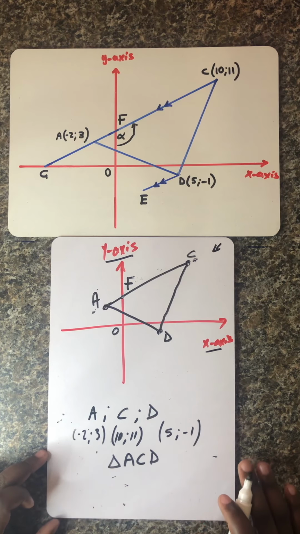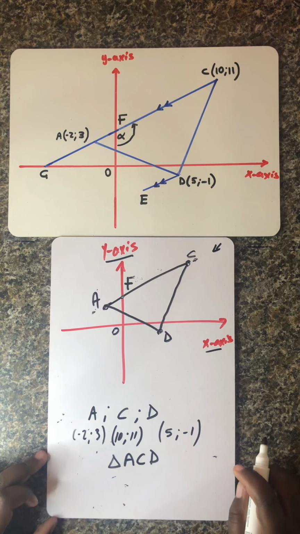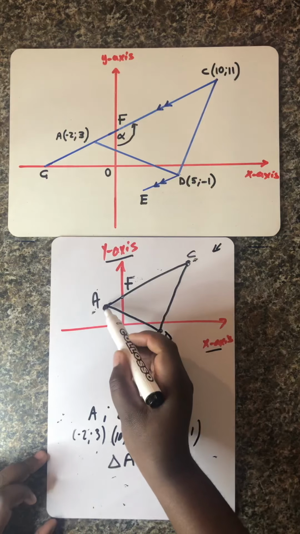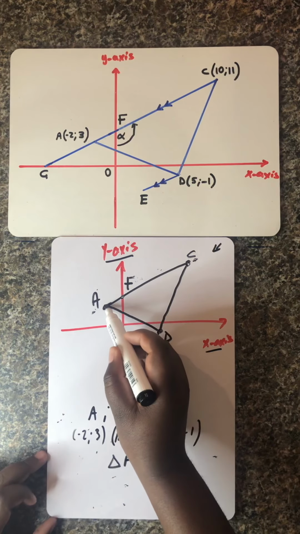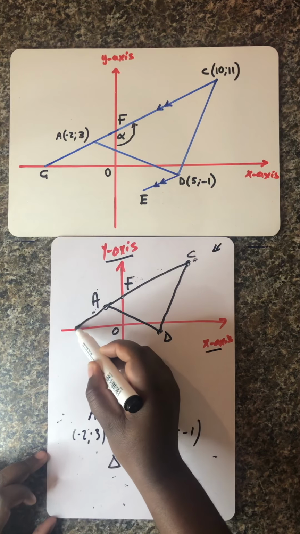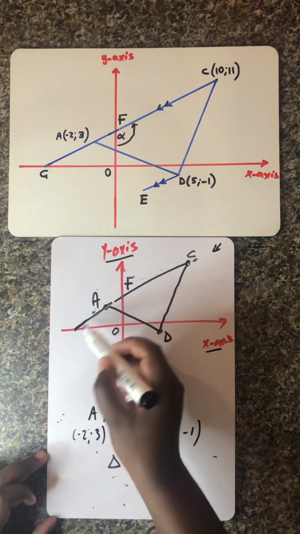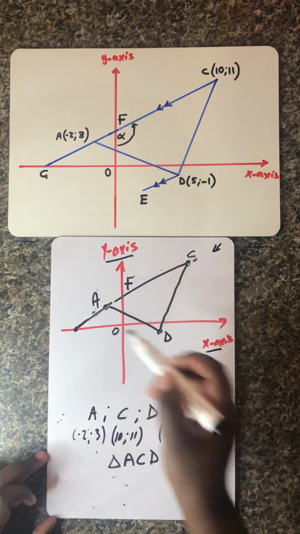Let's now quickly finish off interpreting or analyzing that given diagram. So I was saying line AC can be extended, or it is extended, to touch the x-axis at that point there.